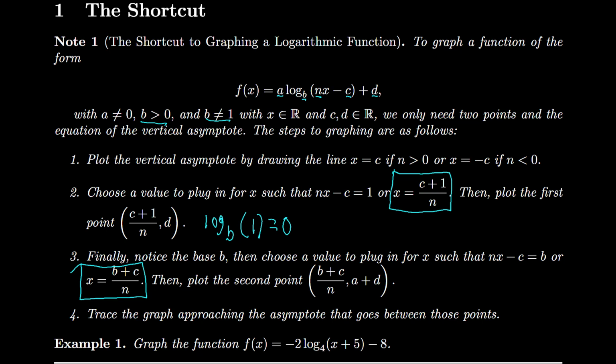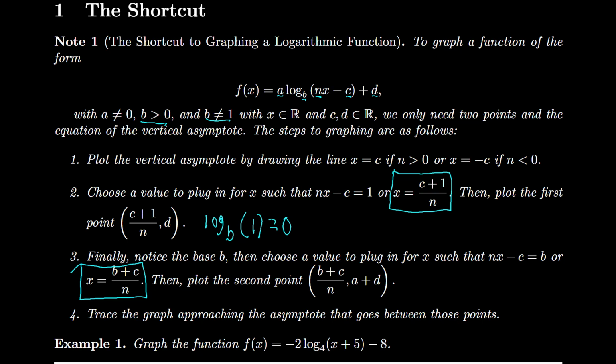We're taking advantage of that to get a point, and it'll always be whatever that is. So in this case, we want the nx minus c part, the thing on the inside here, to be 1. Because if nx minus c is 1, then the whole thing evaluates to 0, and it's easy. It's an easy point. That's what number 2 was based on.